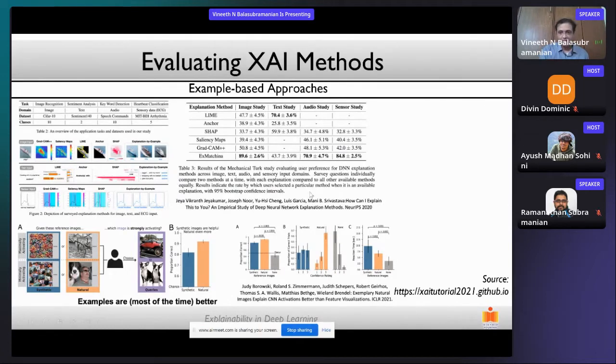In fact, this particular study, which was published in ICLR of 2021, concluded that explaining by examples is actually often better than explaining by attributions. I think you have to take these studies with some context and make your own conclusions. But in their particular context, they said that examples are often better for explanations than attribution methods. So it's also important to consider that perspective.